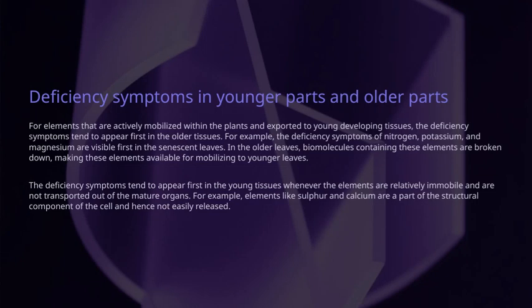Let's talk about how deficiency symptoms tend to show up in plants. Typically, these symptoms appear first in the young tissues, especially when the elements involved are relatively immobile. This means they don't get transported out of the mature organs easily. For example, elements like sulfur and calcium are integral parts of the cell's structural components, so they are not readily released or moved around within the plant.